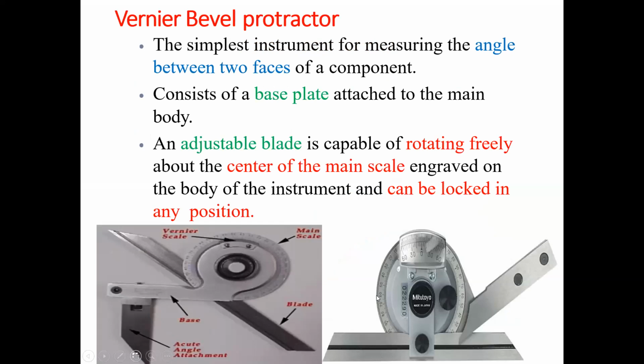The main scale is calibrated in degrees, 1 degree per division. The vernier scale consists of 12 divisions. That means 1 degree of the main scale is divided into 12 parts. 1 degree means 60 minutes, so 60 minutes divided into 12 parts means each part represents 5 minutes. So the minimum measurable value, or division value, on the vernier is 5 minutes. In this case, the complete body can be taken as the body with the base. This base is made flat.